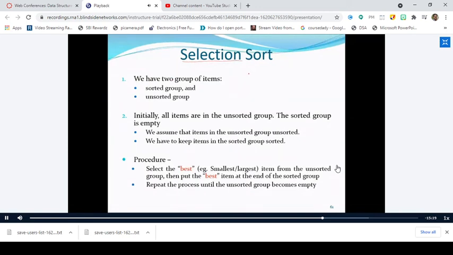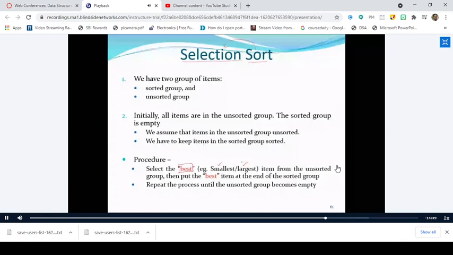Simple. Sorting the elements by selection. Selecting the elements and then sorting. The sorting algorithm is based on the selection procedure. What you are going to select? You are going to select the best element. What do you mean by best element? Either the smallest element or the largest element. So this is the selection sort method, right?